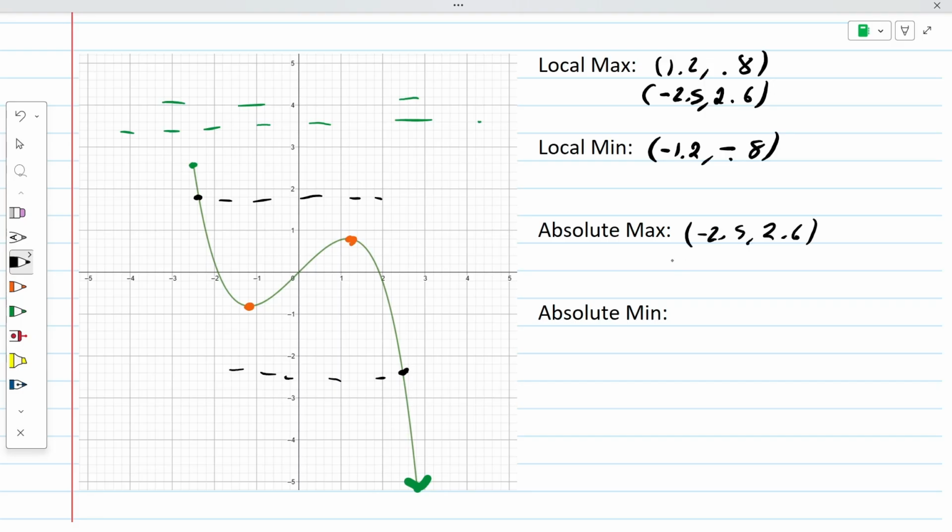Okay, and there will always only be either one or no absolute extrema. So in this case, there is no absolute minimum, because this function keeps decreasing all the way into infinity, so it never reaches the lowest value. So we can just say there's no absolute minimum.